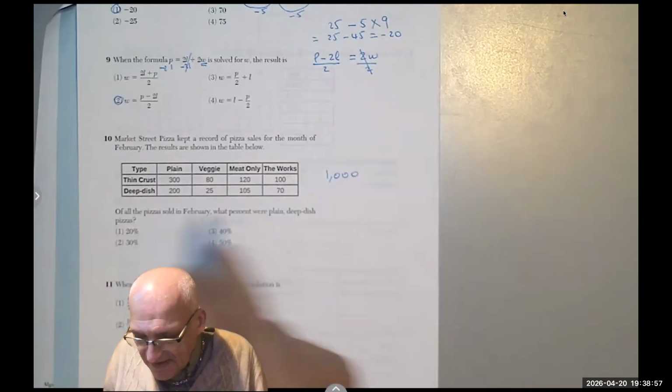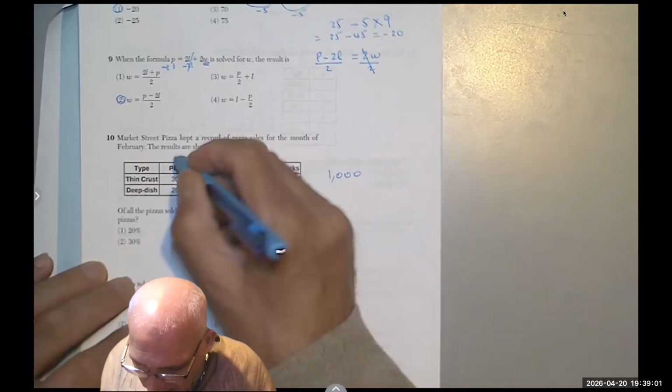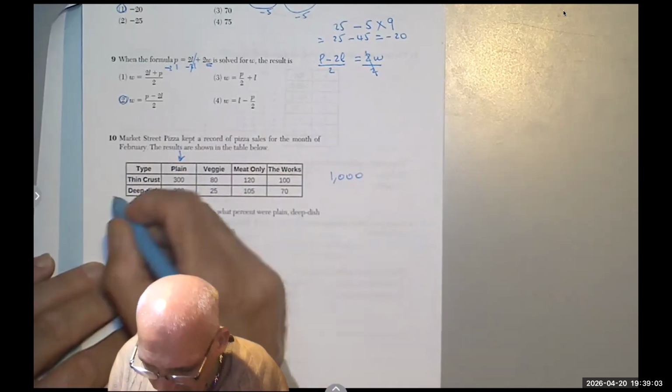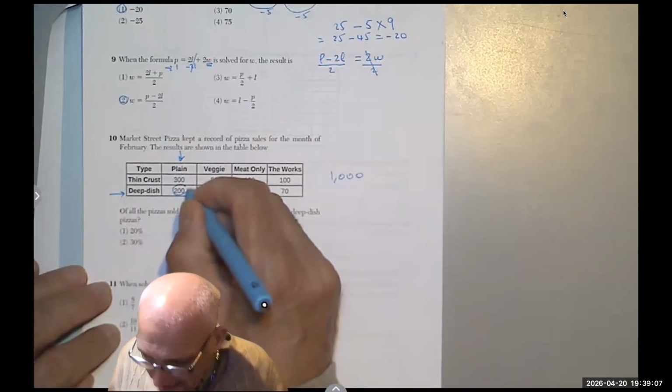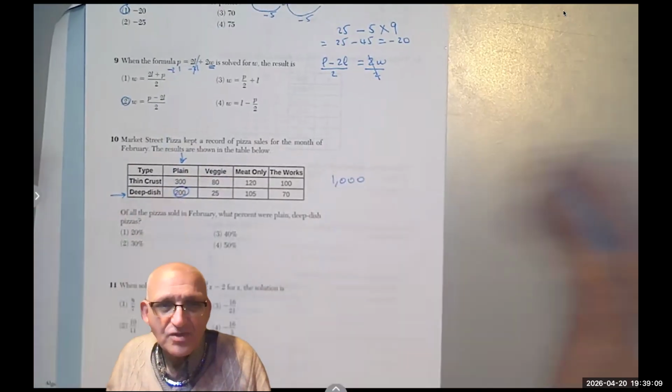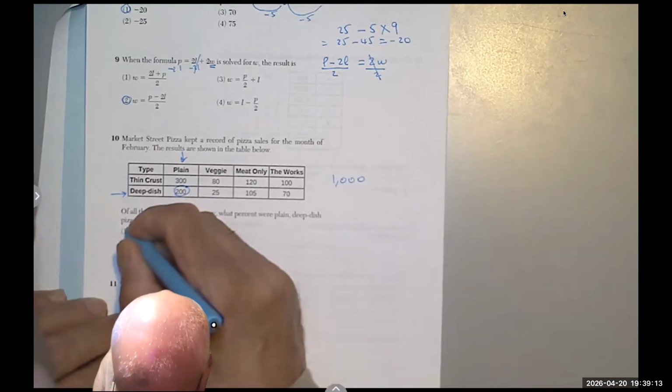Of all the pizzas sold in February, what percent were plain deep dish? So the intersection of that is 200, and 200 out of 1,000 is 20%, right? So it's 1.